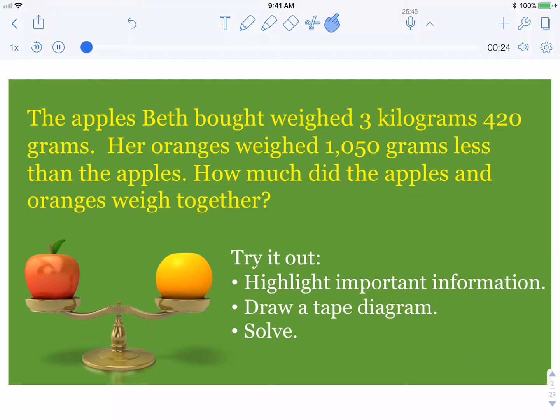Okay, the first problem. The apples Beth bought weighed 3 kilograms, 420 grams. Her oranges weighed 1,050 grams less than the apples. How much did the apples and oranges weigh together? So you're going to try it out. Highlight important information first, always. Don't forget the most important part, the question. What do they want to know? Draw a tape diagram and then solve it.